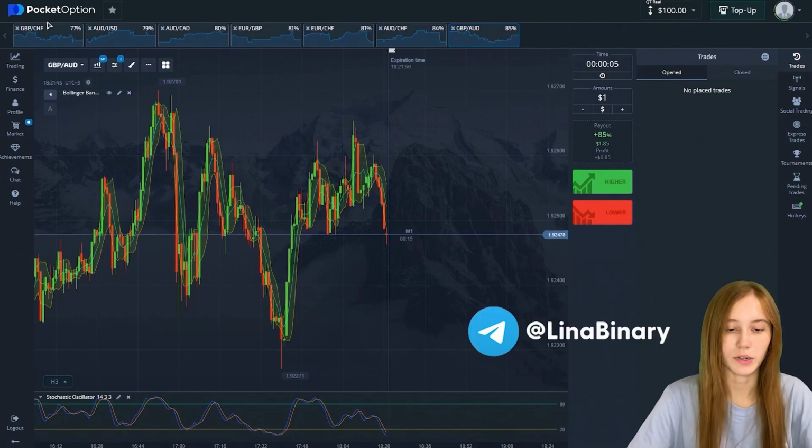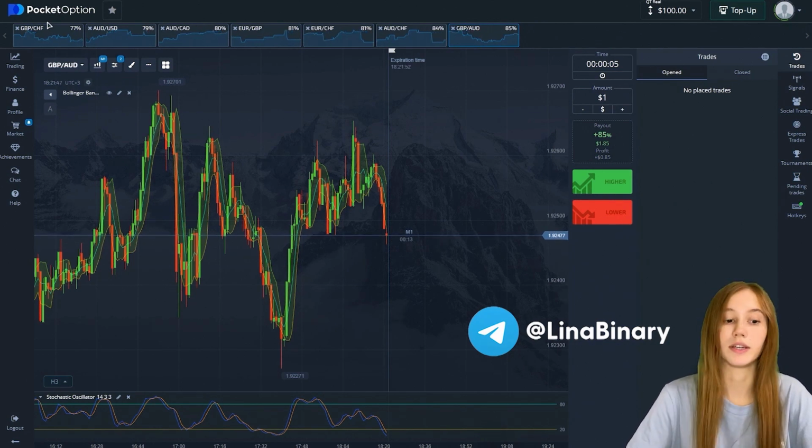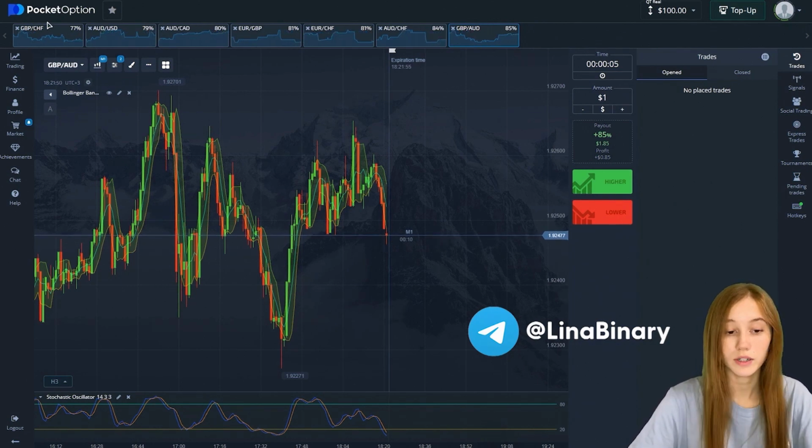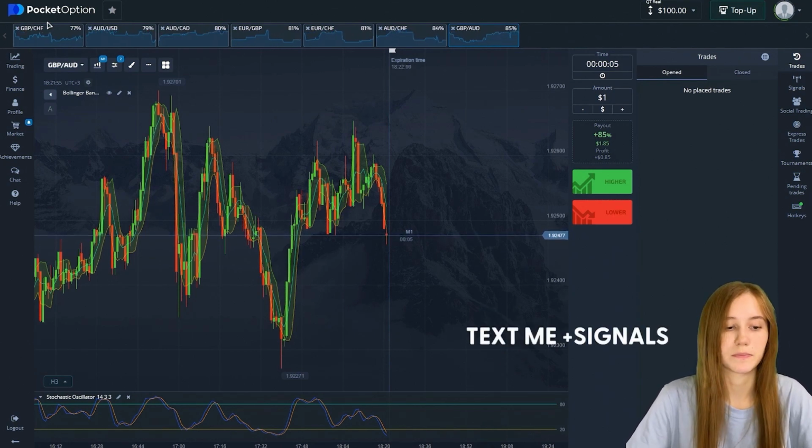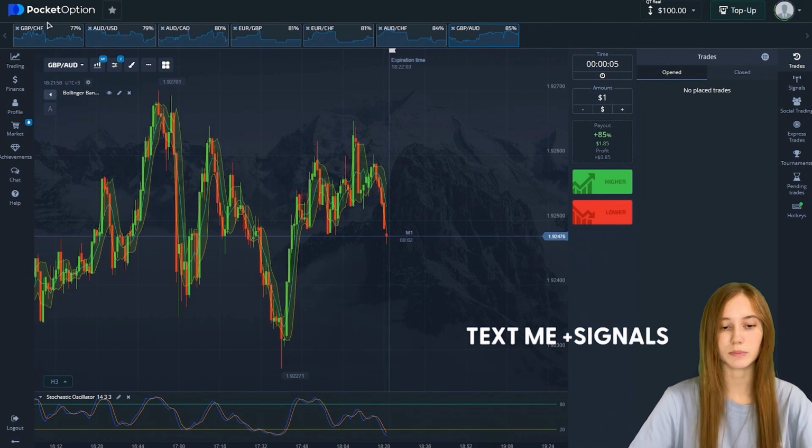So today we'll trade on Pocket Option, and initially our balance will be exactly $100. Therefore, the first deal amount will also be set at exactly $100, 100% of our balance at the moment.